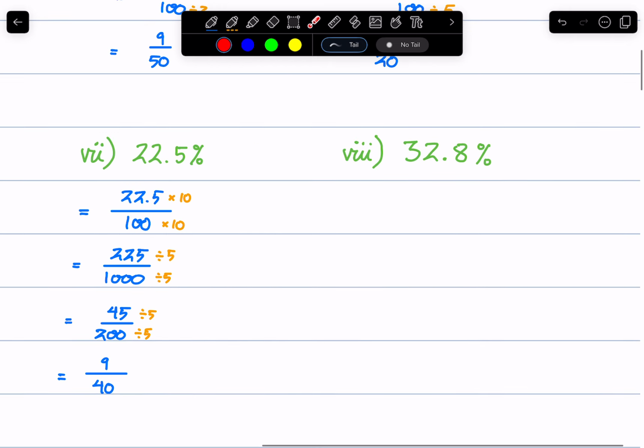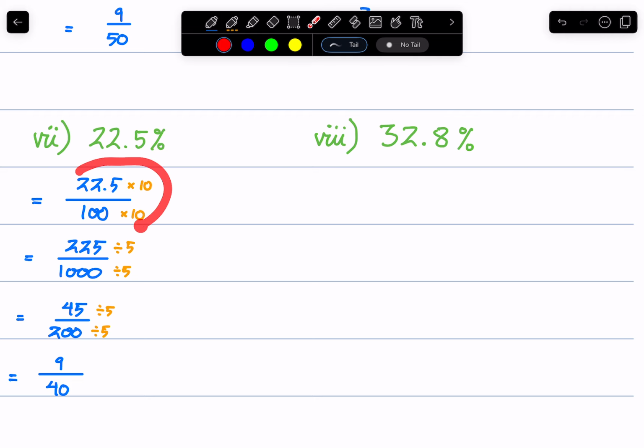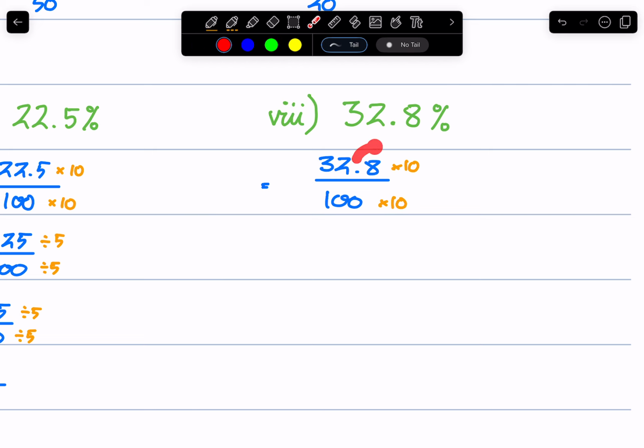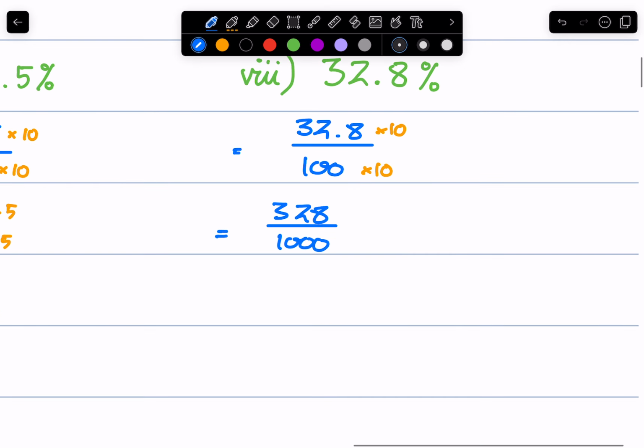Let's end on this last example. You can pause and give this a go yourself. Notice how in this one first, we wanted to make that decimal into a whole number. So we're going to do the same thing here. Starting off as 32.8 over 100, I'd like to make this a whole number, so move that decimal place one spot. This gives us 328 over 1,000.